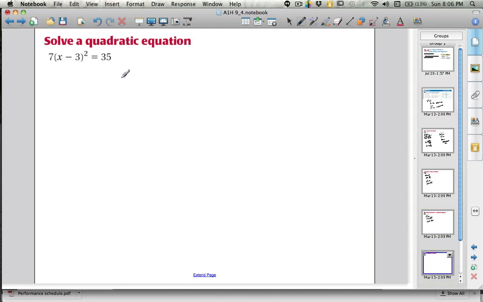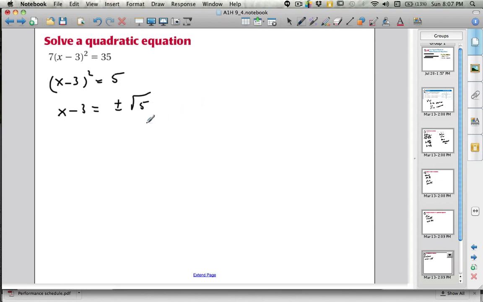Okay, sometimes we have a few more steps. Again, I want to isolate whatever is being squared. So I'm going to divide both sides by 7. 35 divided by 7 is 5. And then I'm going to take the square root of either side, plus or minus root 5.